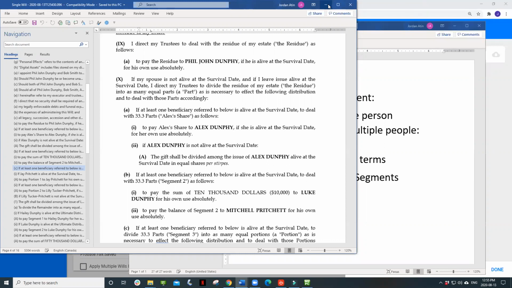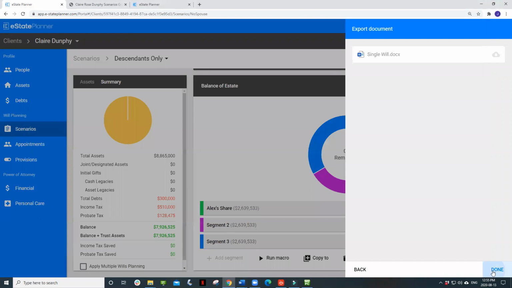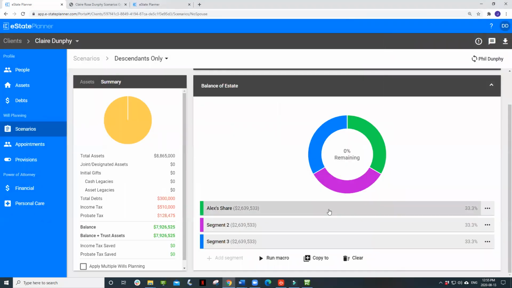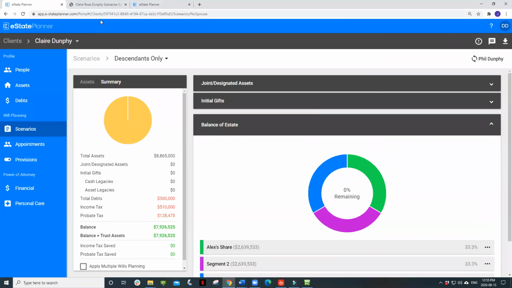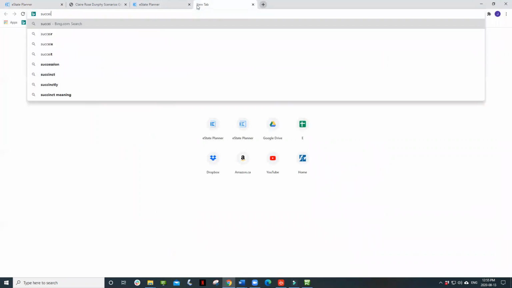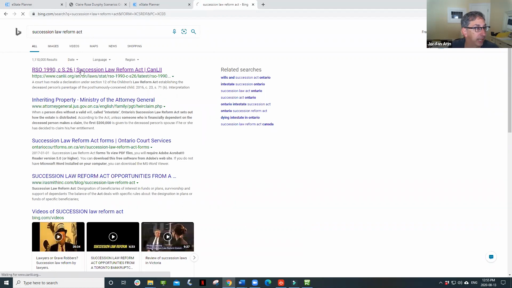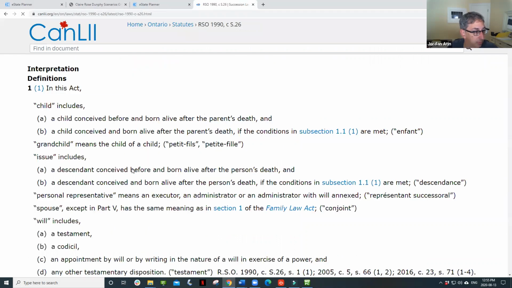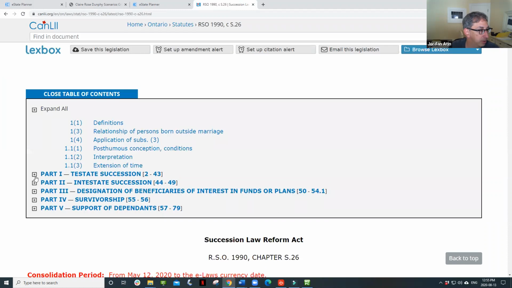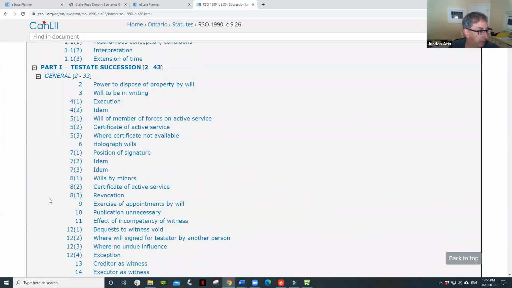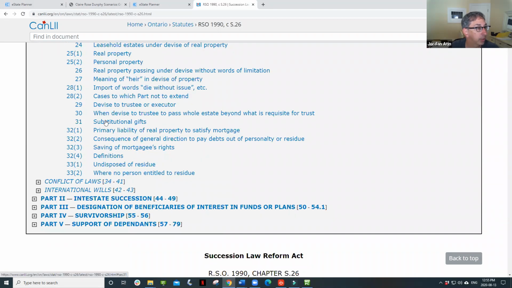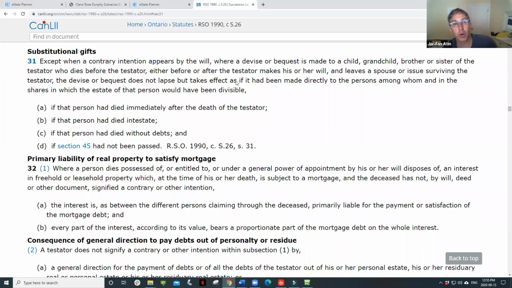Hey, Jordy, I have a question on the anti-lapse provisions that you kind of touched on earlier, not necessarily for a residue, but for a gift of real estate. I know that if the testator is giving a class gift, the anti-lapse provisions would apply. Well, okay, let's go to the anti-lapse provision. We're talking about the Succession Law Reform Act, and specifically substitutional gifts. It's section 31. Where a devise or bequest is made to a child, grandchild, brother, or sister, okay? This is something we should probably put a warning in for, and we will. Michaela or Thomas, make a note to do this.